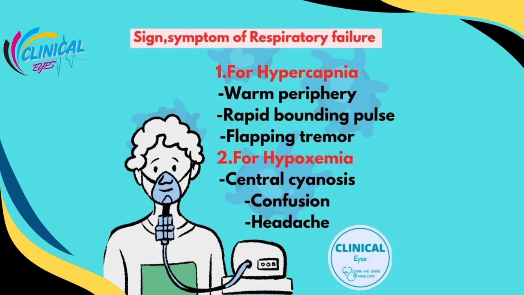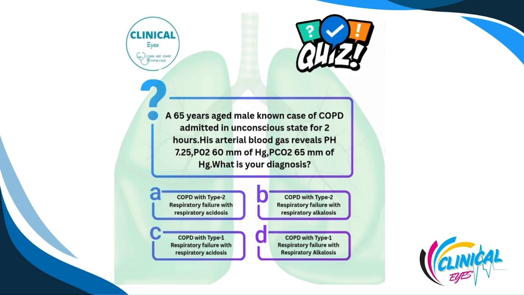Now let's discuss the signs and symptoms of respiratory failure. For hypercapnia, we will find warm periphery, rapid bounding pulse, and flapping tremor. And for hypoxemia, we will find central cyanosis, confusion, and the patient may have headache.